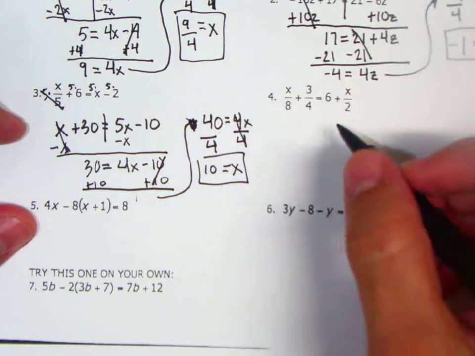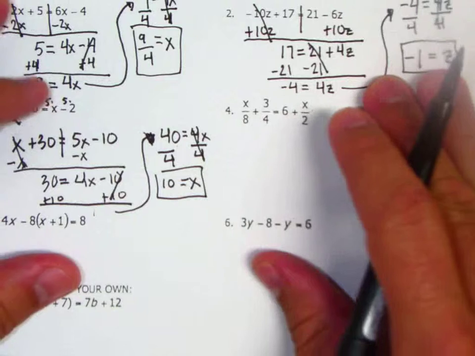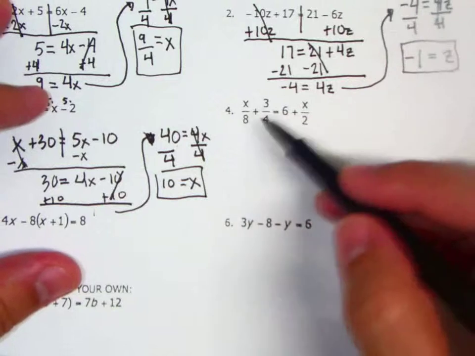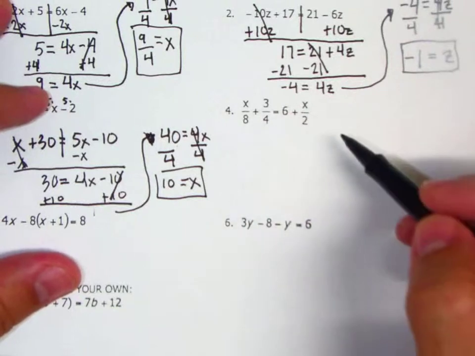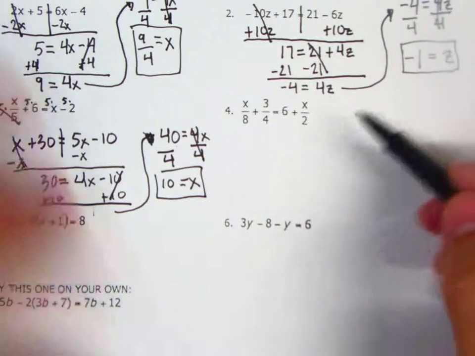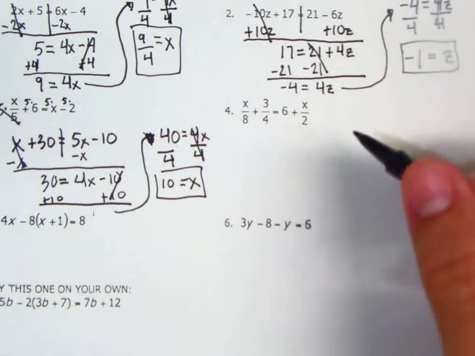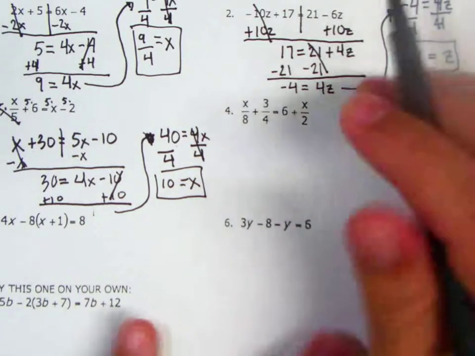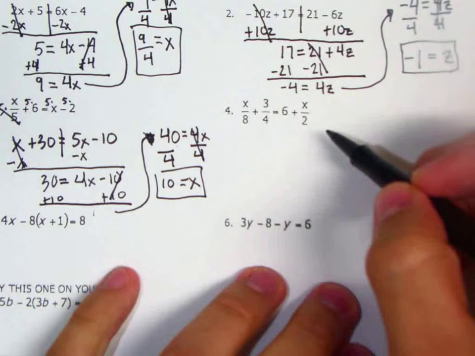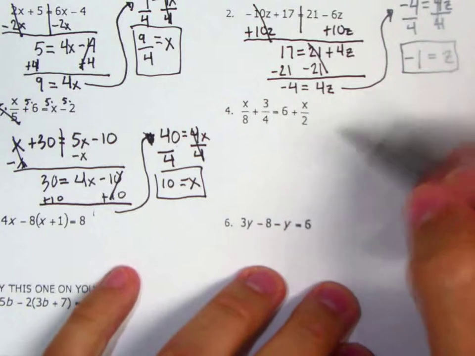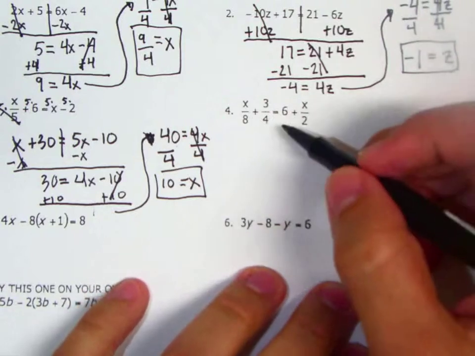So now, number 4. Holy cow. Okay, this looks like it's pretty crazy. Look at all those fractions. This is going to be a mess. So what do you do here when you got a bunch of fractions? How can I just get rid of all the fractions at the same time?